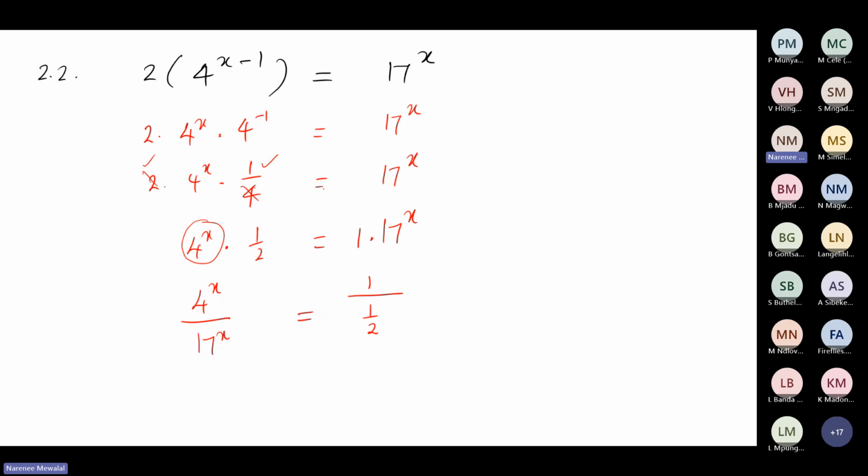I bring down my equal sign. I'm left with a 1 here. And if I shift the half to the right-hand side, I'm dividing by half. That is how we get that.